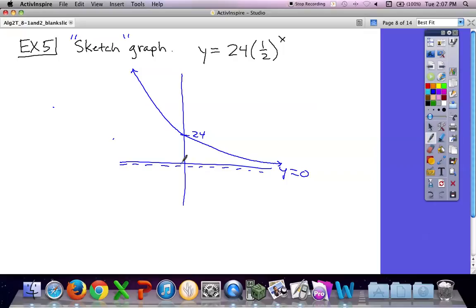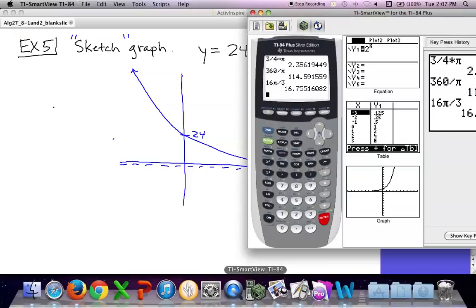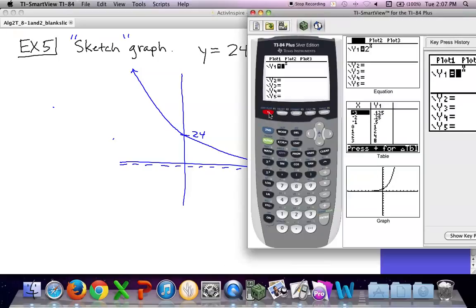Now, if you put it in the calculator, let's see if I got that in there still. No, I don't think I do. I'll put this one in, clear. 24 times 0.5 hat x.